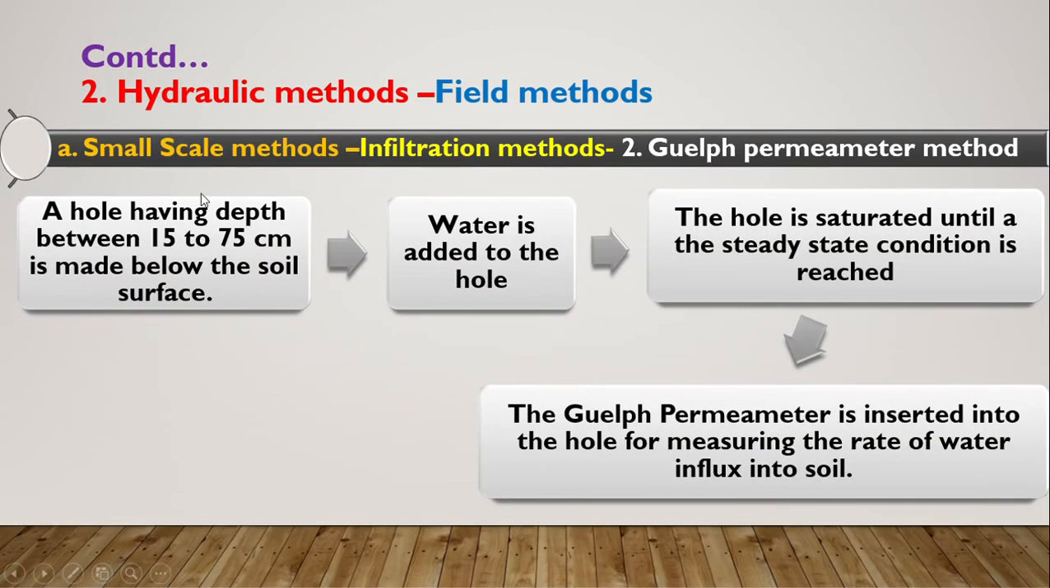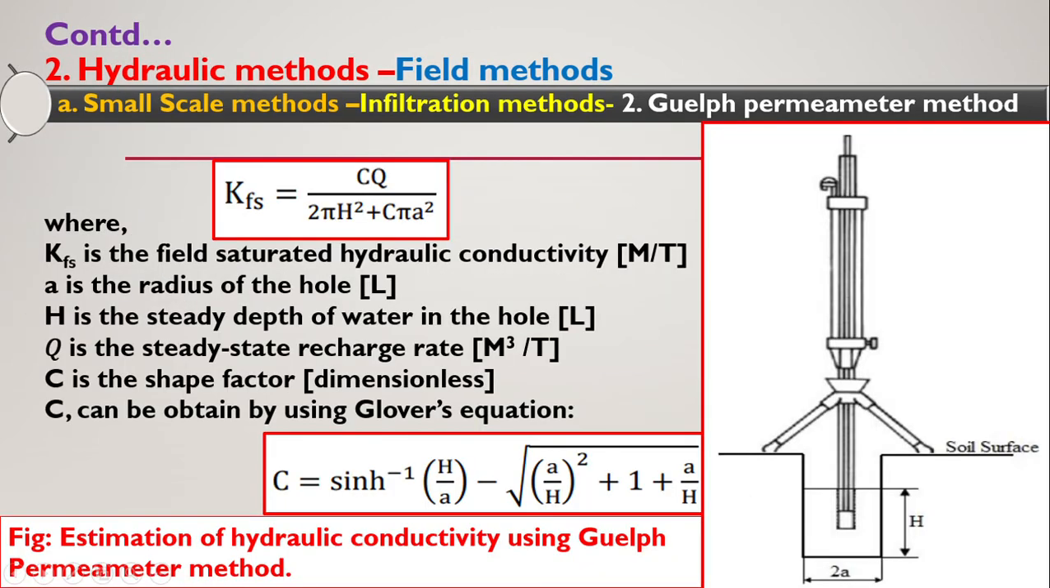First we will make a hole. The hole will have a depth of 15 to 75 centimeters. It is made below the soil surface, above the water table. And we will add water to the hole. First the hole is saturated until a steady state condition is reached. Now the Guelph permeameter is a portable instrument. It is inserted into the hole for measuring the rate of water influx into the soil. We will see the figure and I'll show you.